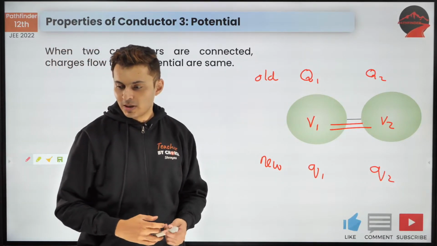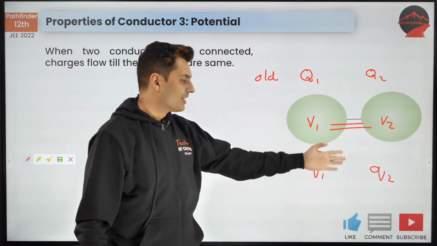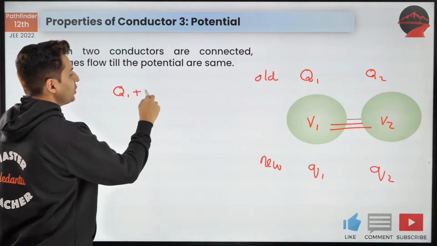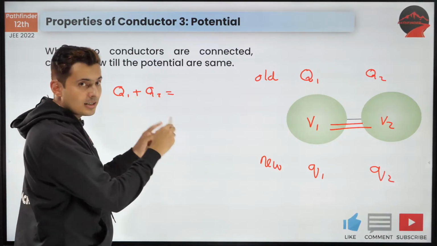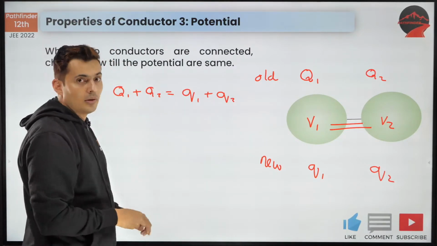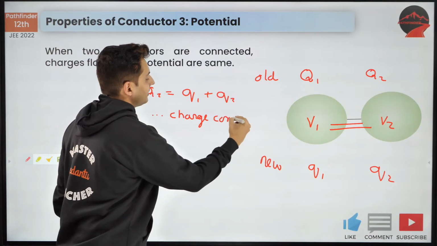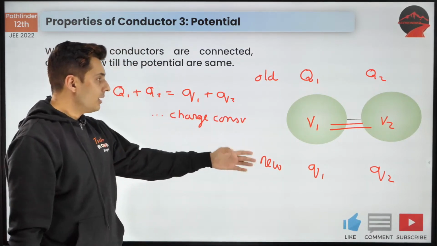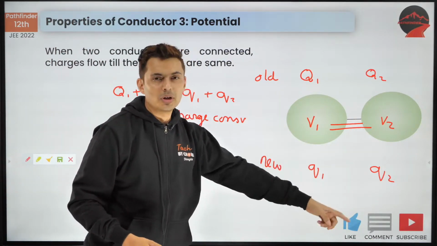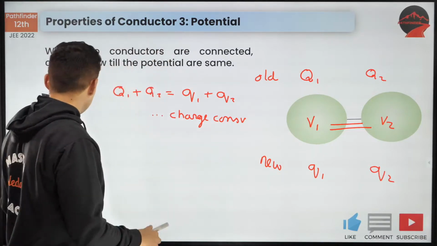So guys, think about it. What is the relationship between the old charges and the new charges? Very simple relationship: charge conservation. Q1 plus Q2, the old total charge, will be equal to the new total charge. This is nothing but charge conservation. So very important, you will need two equations: conserve the charge and equate the potentials to solve the problem. Now, this behaves like one single body.